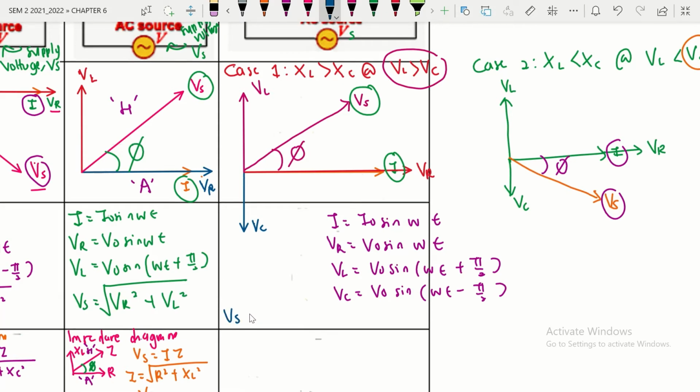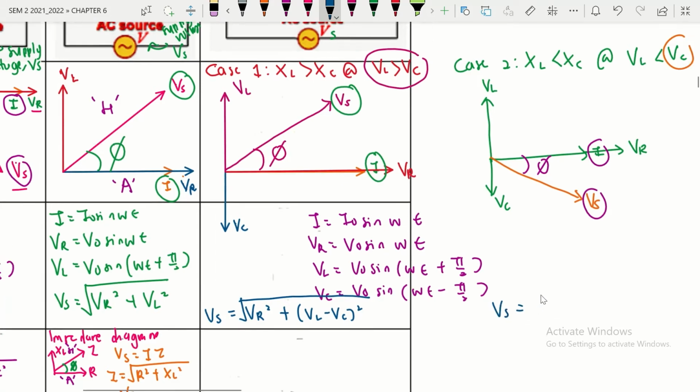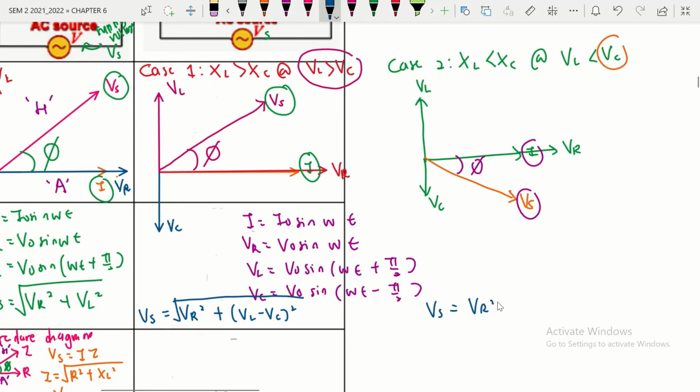Okay, kalau case untuk bila you punya voltage across inductor lebih besar, dia akan jadi V = square root of VR squared tambah dengan VL tolak dengan VC squared. Ini adalah supply voltage dia untuk case 1. Kalau untuk case yang kedua, disebabkan dia punya voltage across capacitor lagi besar, jadi kita akan ambil voltage across capacitor tolak dengan voltage across inductor. Alright? Okay, so ini cerita dia.